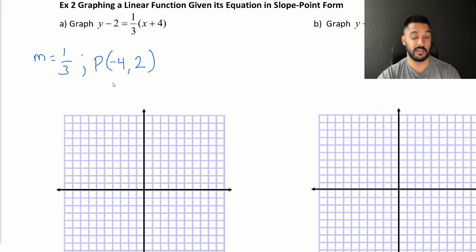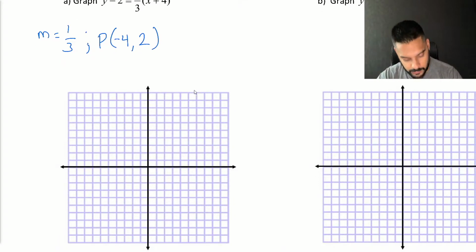I have enough for now to draw a line. I have my point, I have a slope. So if we plot this point on there, sorry, give me a second. 1, 2, 3, 4 to the left. 4 to the left and 2 up. Sorry, it's hard to write on the iPad and kind of stay upright. So 4 left, 2 up is my point, -4, 2. And my slope then says to go up 1, right 3.